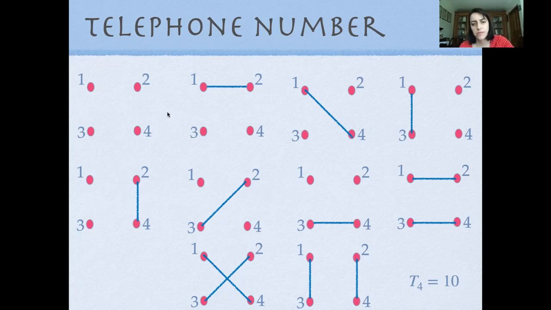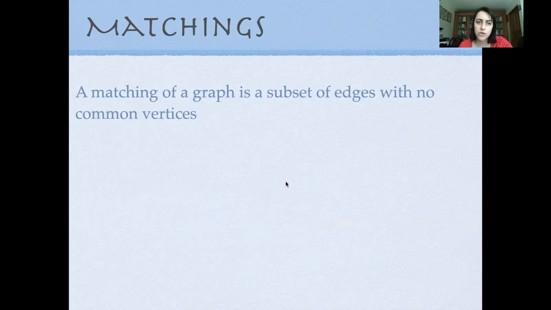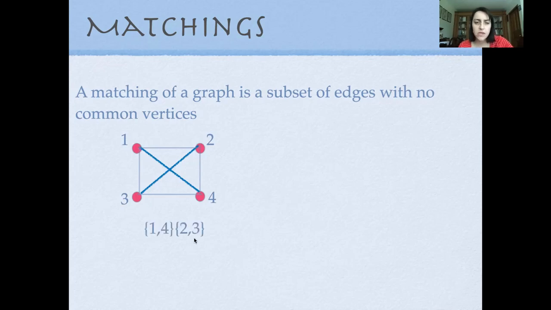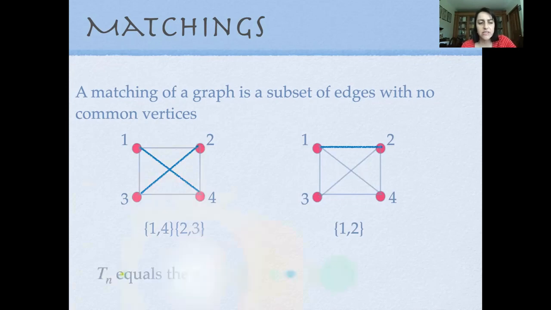all different possibilities. What we have here is a matching of a graph. A matching of a graph is a subset of edges with no common vertices. This one is a matching of the complete graph for 4 vertices, in which we only choose 2 edges, the edge which joins vertices 1 and 4, and the edge joining vertices 2 and 3. We can write it like this. There's another matching with just 1 edge between vertices 1 and 2. So in this way, we can see that the telephone number for n telephones equals the number of matchings in the complete graph for n vertices.